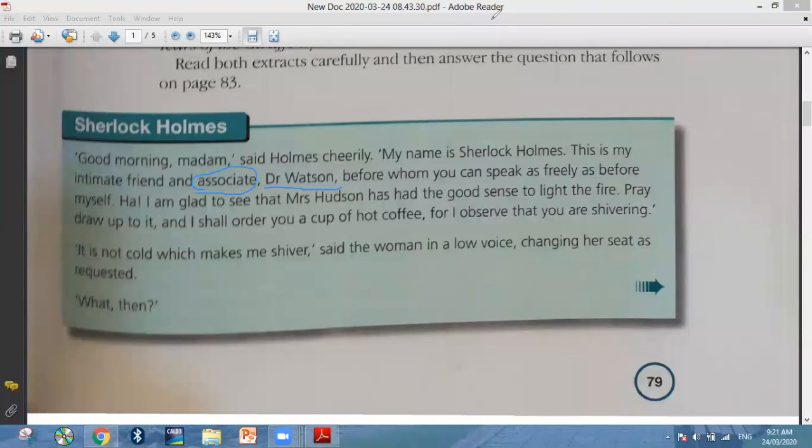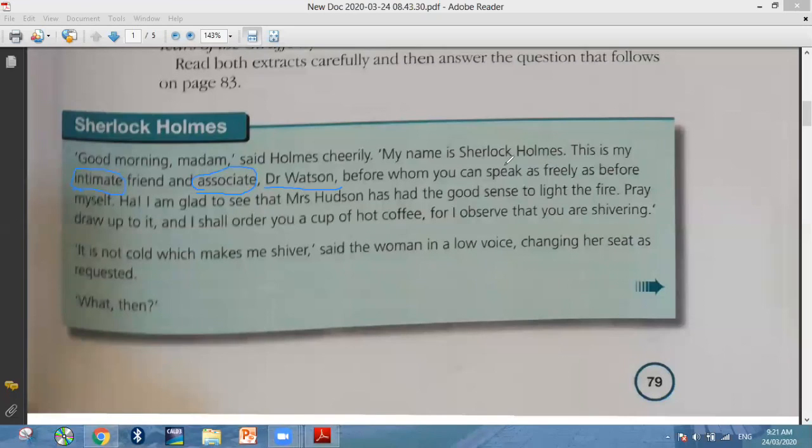Here I have 8 students raising their hands. Shahd, you can answer. Business partner? Yes, partner, generally partner, okay? So thanks, Shahd. Associate means a partner. Intimate, my intimate friend. Mustafa Khalid? To have a close friendship. Yes, he is one of his close friends.